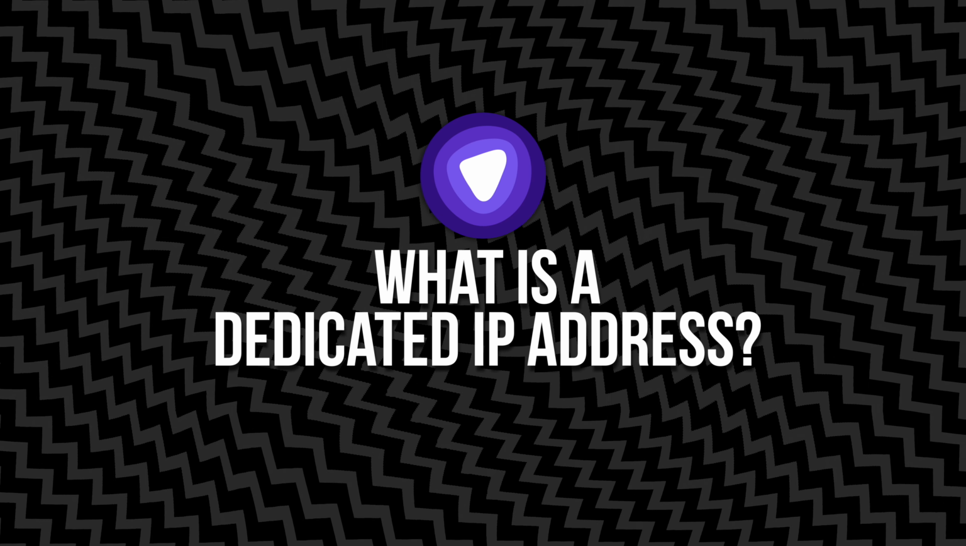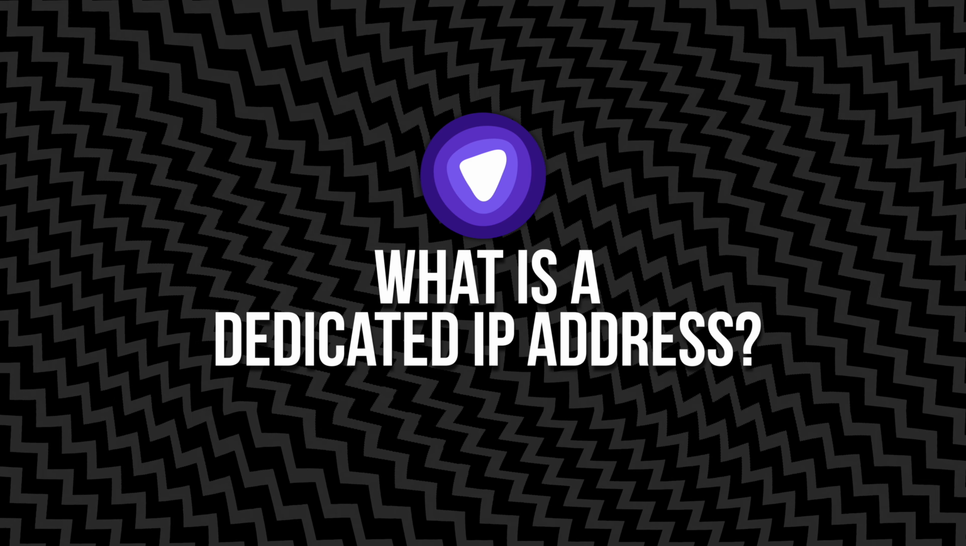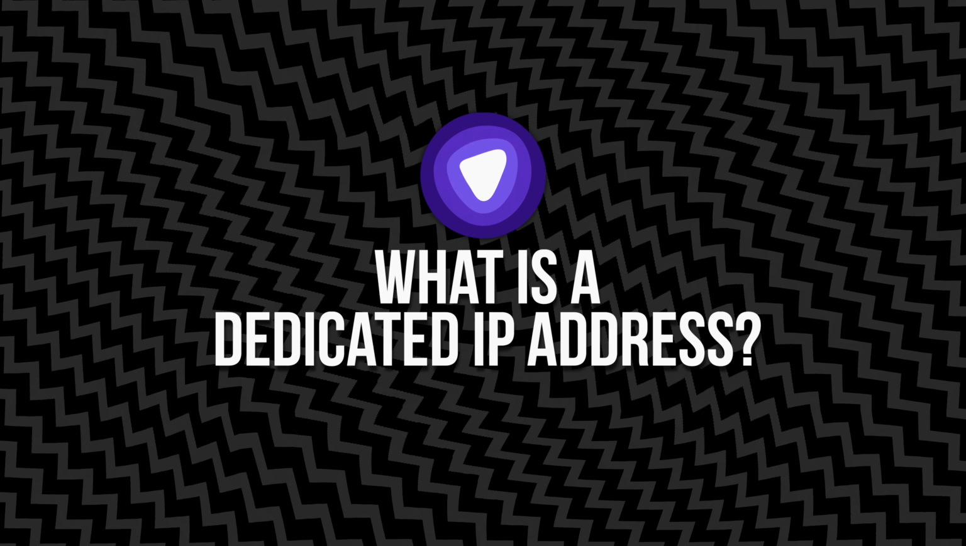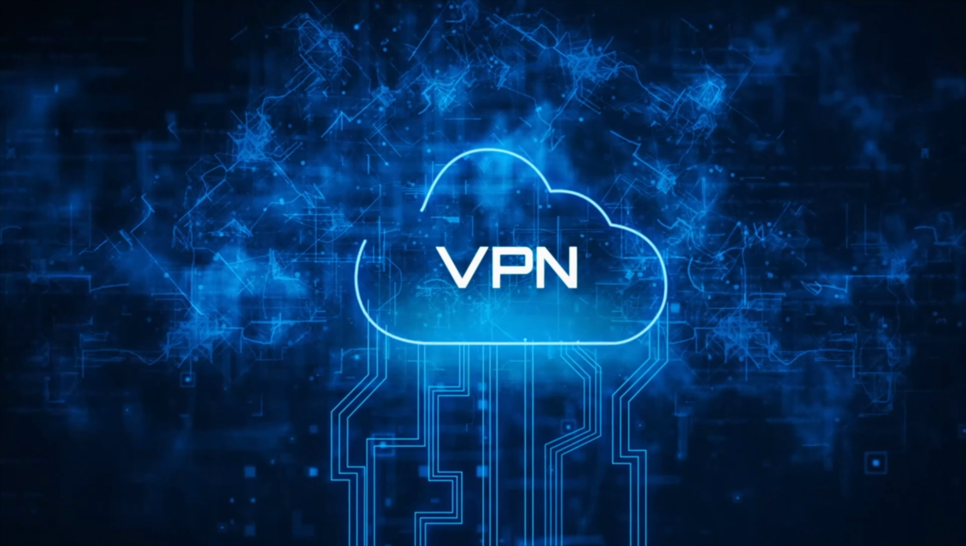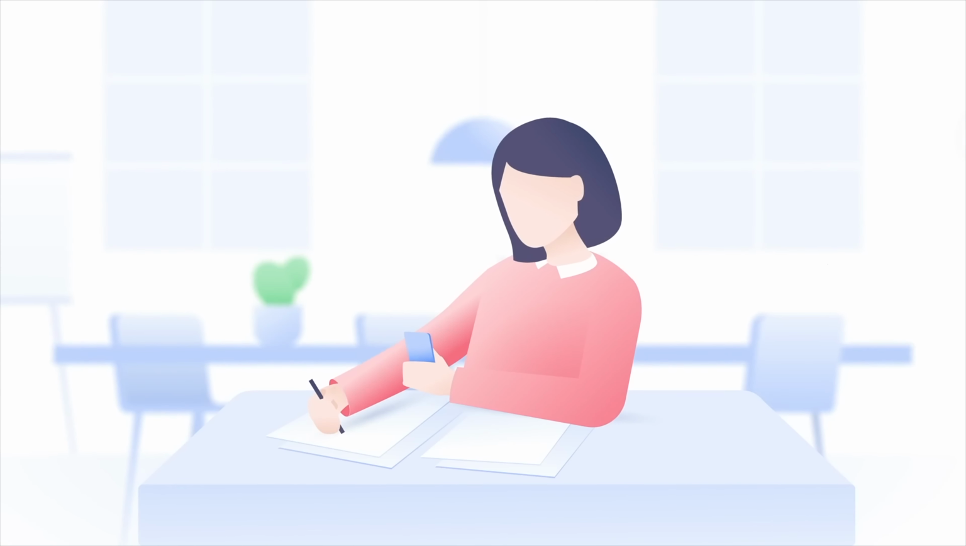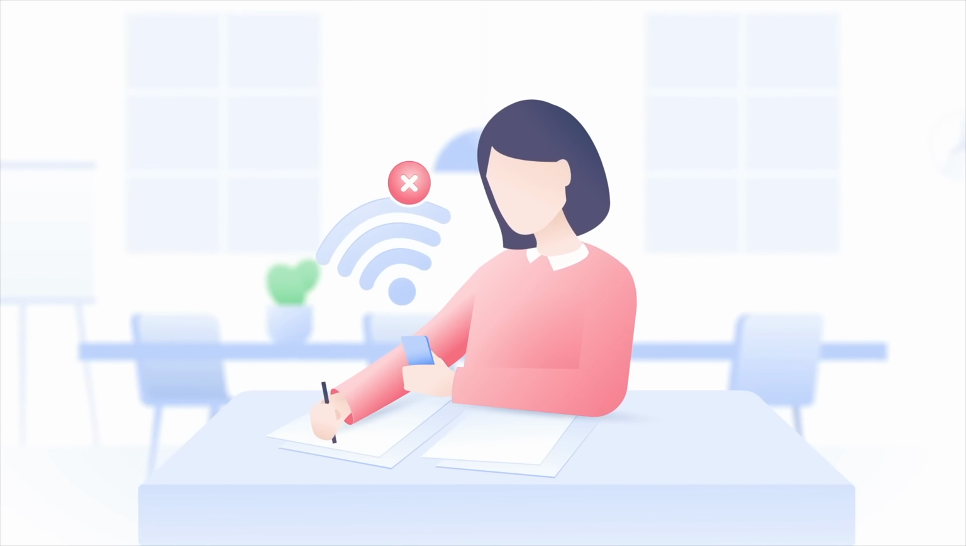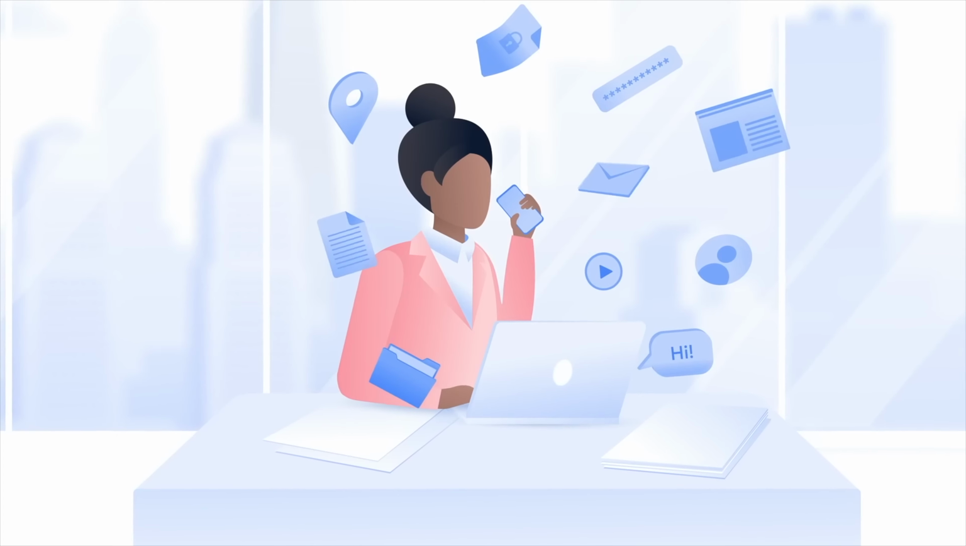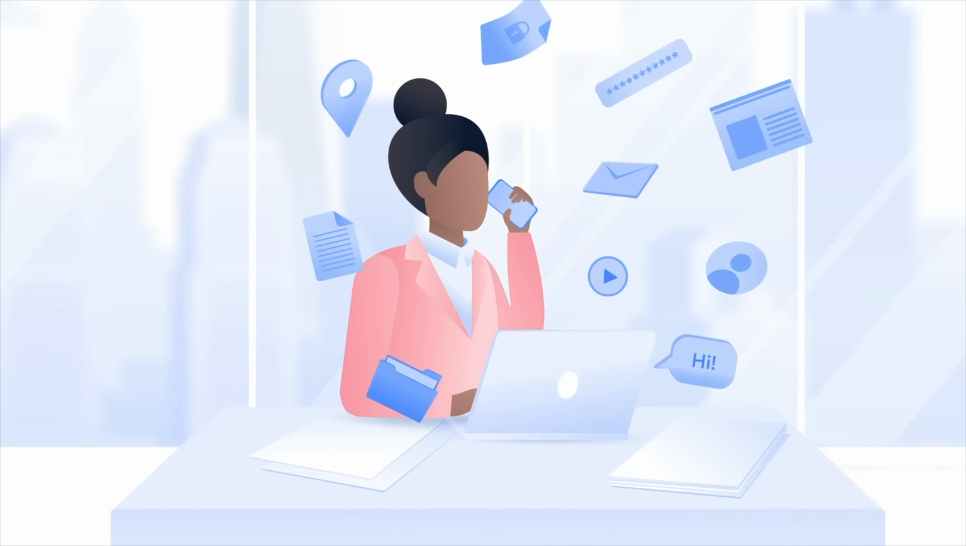Now, before we get into how to set it up, let's quickly go over what a dedicated IP actually means. So normally when you connect to a VPN, you share an IP address with thousands of other users. It changes every time you connect. This is great for privacy, but it can cause small annoyances, like getting flagged by websites that detect VPN traffic, or having to go through extra security checks when you log into your accounts.